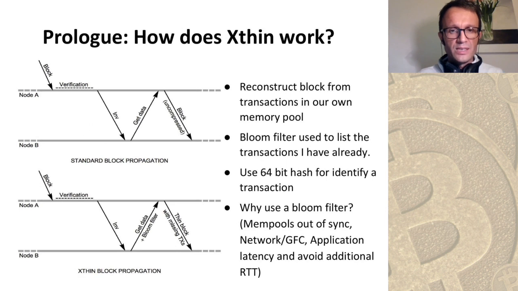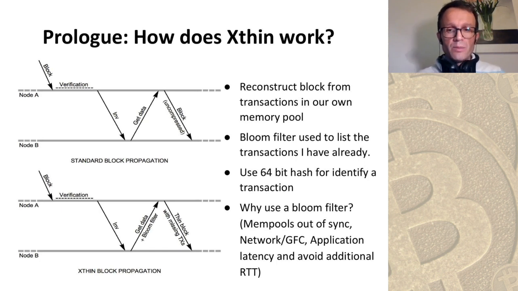So how does Xthin work? Mainly, it reconstructs a block from transactions in our own memory pool, without the need of having the transactions transmitted to us from the node that announced the block. We use a compact representation of a transaction, a 64-bit hash for each transaction, and we tell the node that announced the block what transactions we already have in our mempool using a Bloom filter that contains the list of these transactions in the representation that I have already explained.